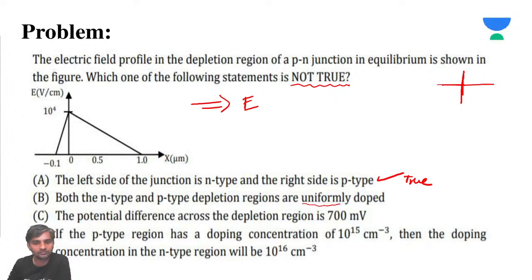Okay. The potential difference across the depletion region is 700 millivolts. Who knows this? How did you calculate this? How can you calculate this? So this can be calculated as V naught. V naught, how will you calculate?